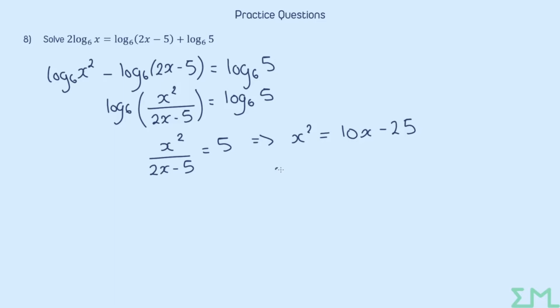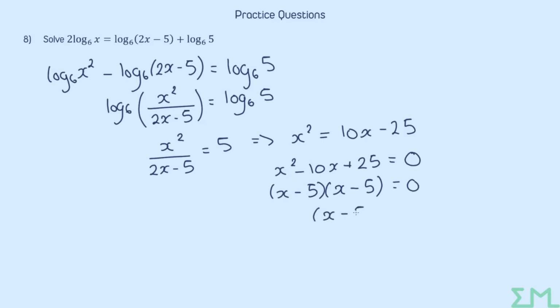quadratic. So x squared minus 10x plus 25 equals 0. And having a look at this, we are multiplying to make 25, adding to make minus 10. So that is x minus 5, x minus 5. Perfect square, x minus 5 squared. So we've got that single repeated root of 5. There are no negative solutions to worry about. We are done.